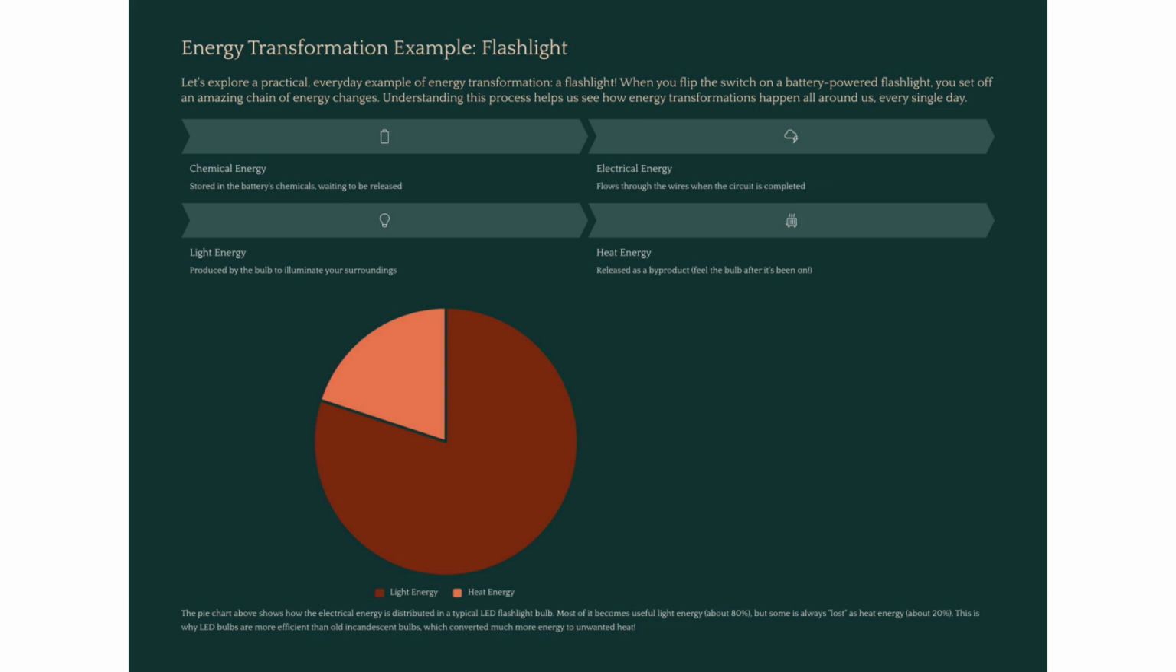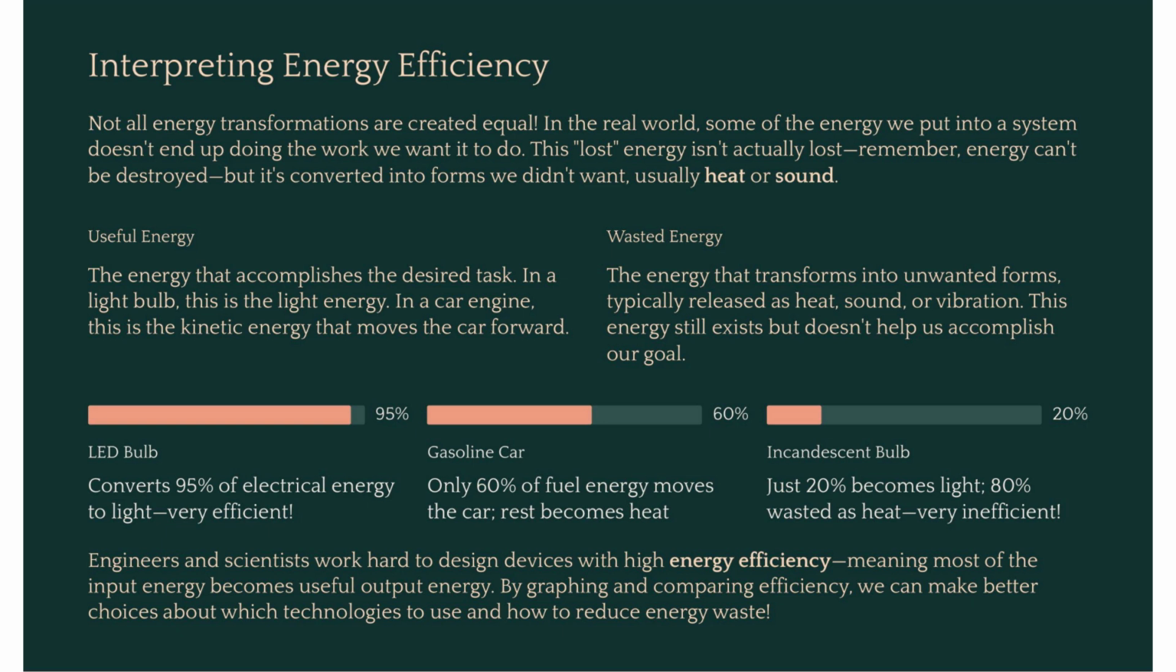Sometimes, energy transforms into many different types at once. Take a flashlight. The battery's chemical energy turns into electrical energy, which then produces light energy and heat energy. When showing this kind of breakdown, a pie chart is the best graph to use. It clearly shows the percentage of the original energy that ends up as light compared to the percentage that ends up as heat. This transformation leads to the idea of energy efficiency.